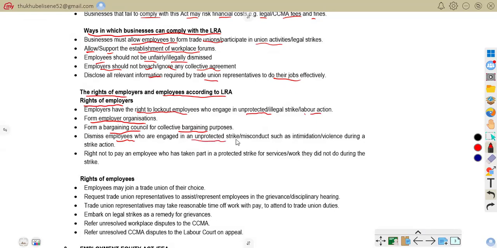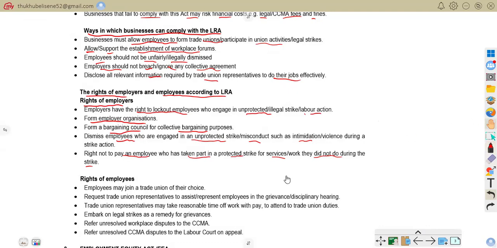Dismiss employees who engaged in an unprotected strike or misconduct such as intimidation or violence during strike action. So it means that if employees strike illegally or behave violently, the employer may legally dismiss them after a fair procedure. He has that right, but he must follow the fair procedure. That is that. A right not to pay an employee who has taken part in a protected strike for service or work they did not do during the strike. So meaning to say, even if the strike is legal, the employer does not have to pay workers for the days they did not work. That's what it means.